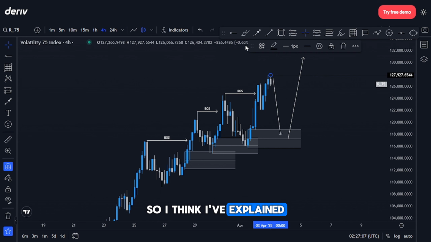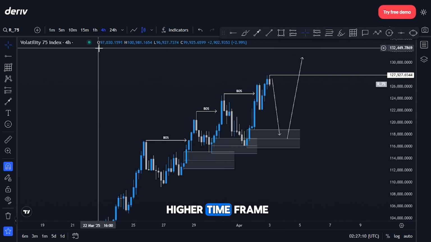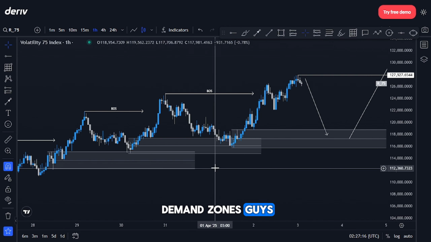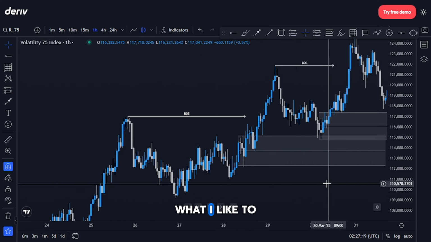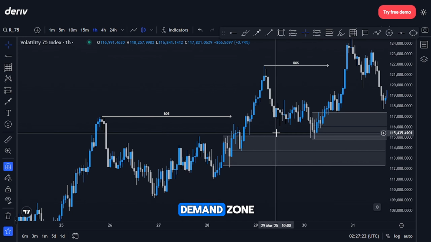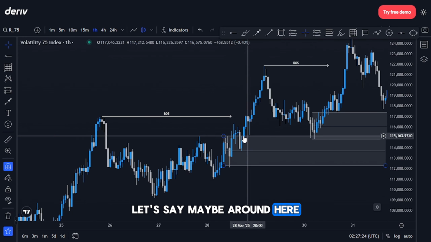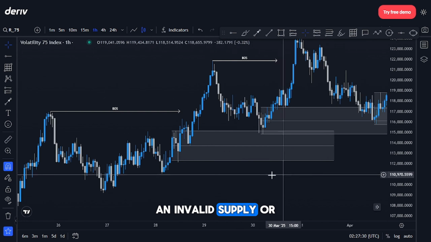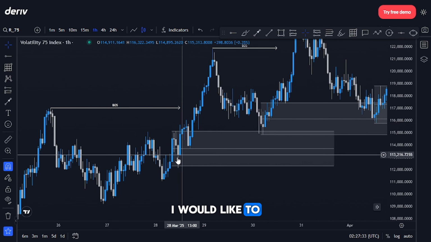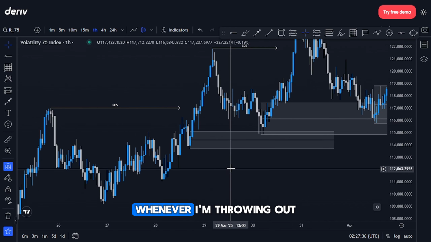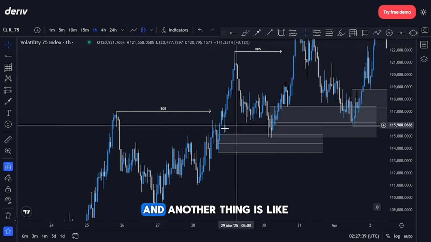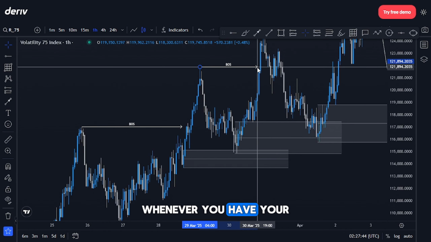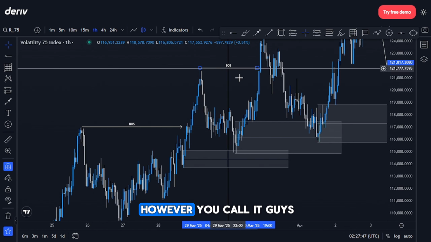So I think I've explained enough on the higher time frame. We can just move over to the 1 hour and refine our supply and demand zones, guys. What I like to do is see a demand zone that is not mitigated. Let's say around here we had a mitigated area, that would be an invalid supply or demand zone. I would like to see that in all my charts whenever I'm drawing out my supply and demand. Another thing is that having an imbalance or a fair value gap is very nice whenever you have your supply and demand, or your order block, however you call it, guys.